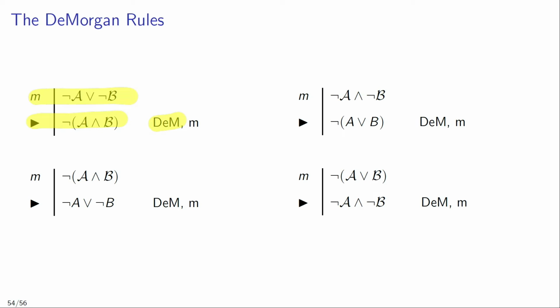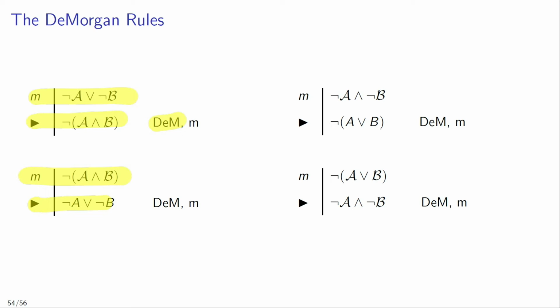Let's look at the second De Morgan rule in the bottom left corner. The second De Morgan rule tells us that if in line M of your proof you have a negation of a conjunction, so you have a sentence of the form, it's not the case that A and B, you can then infer a disjunction where both disjuncts are negated, meaning a sentence of the form not A or not B. And again, this is extremely plausible. If it's not the case that both A and B are true, well then either A must be false or B must be false. And that's just what the De Morgan rule tells you.